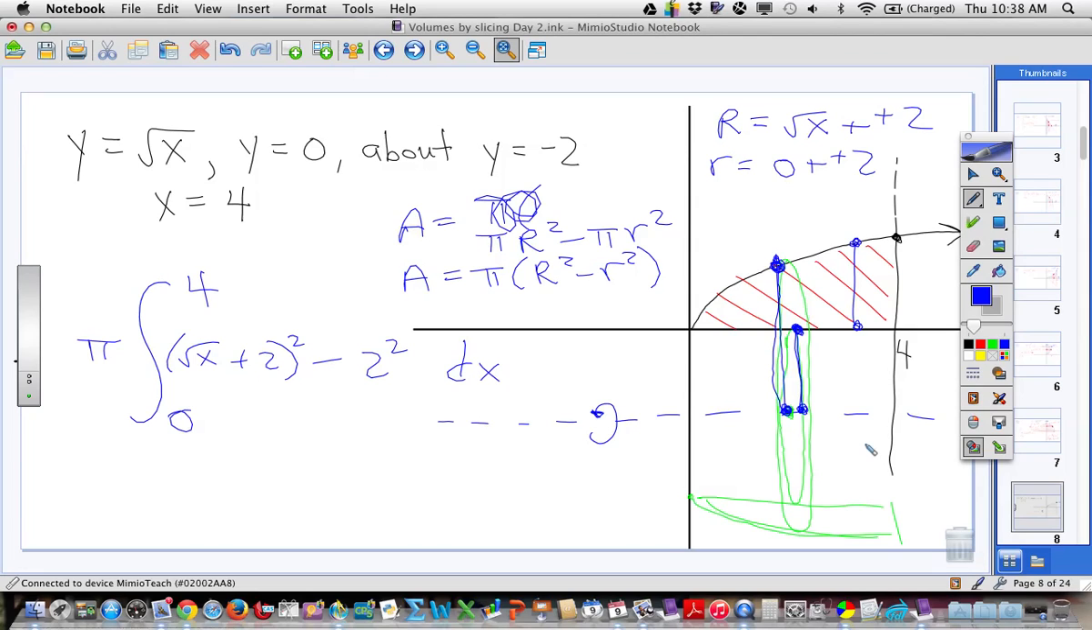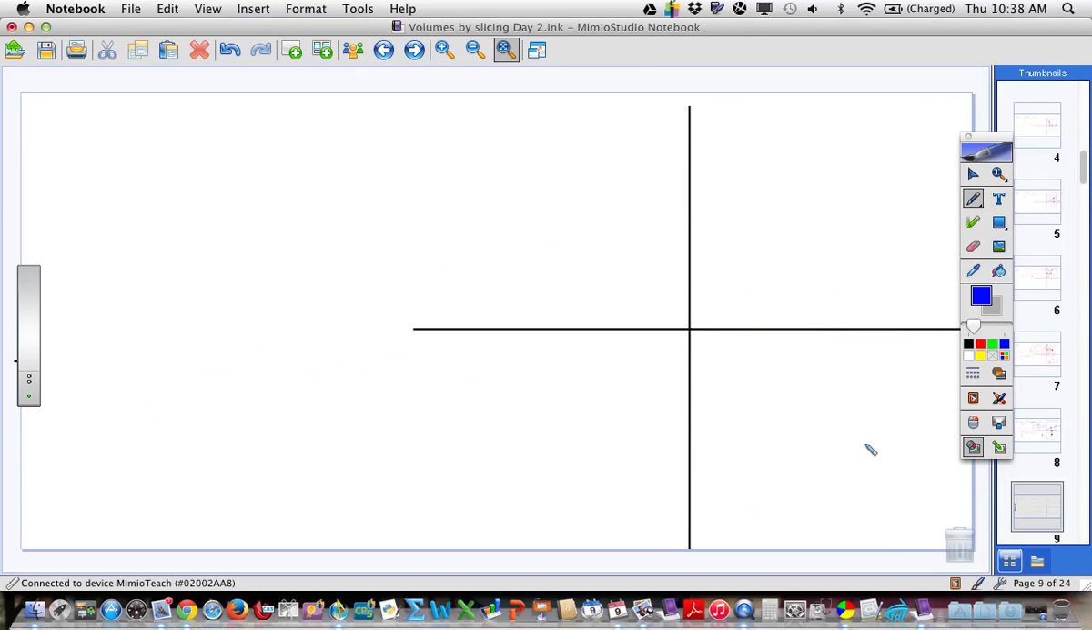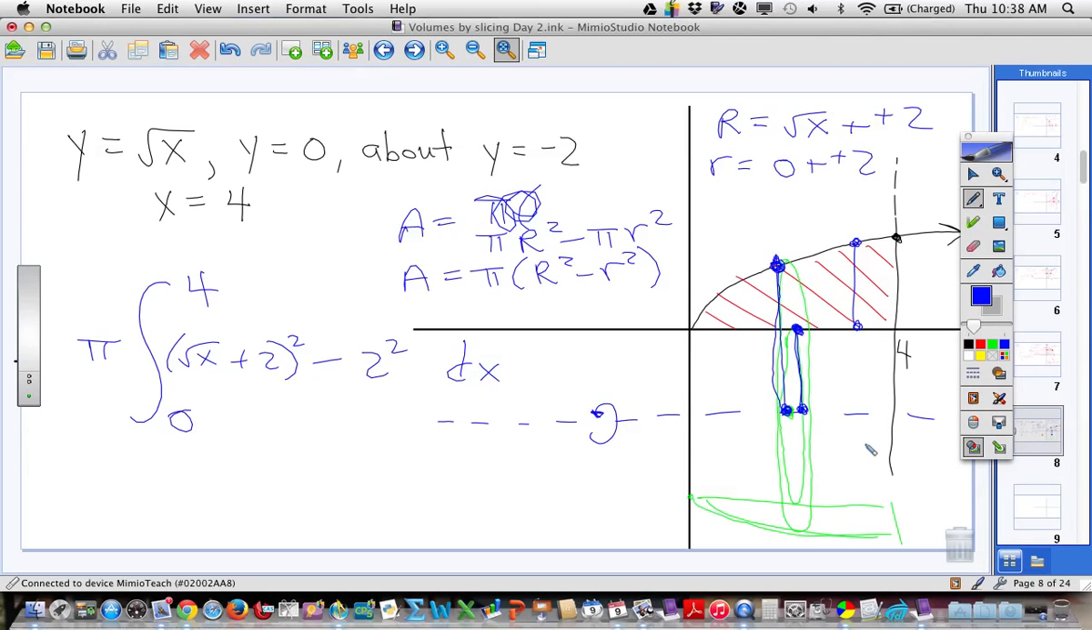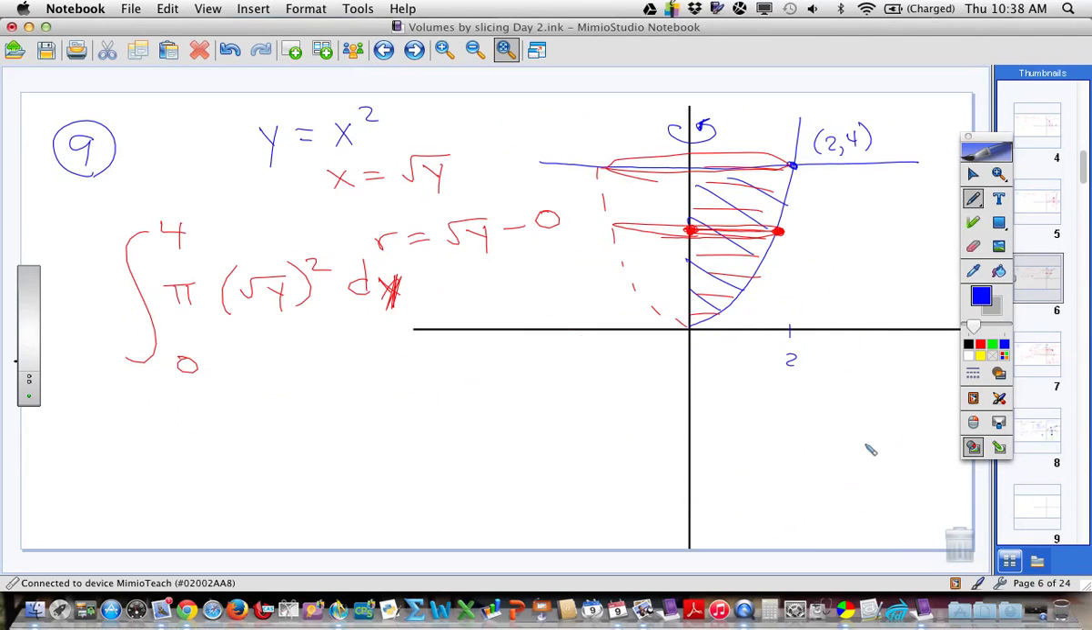A point for the 0 to 4, getting that properly written, and then your final answer. Sometimes even a sketch might be worth something on the problem too. So it could be 4 or 5 points there. Okay. All right. So that is a washer or a ring problem.